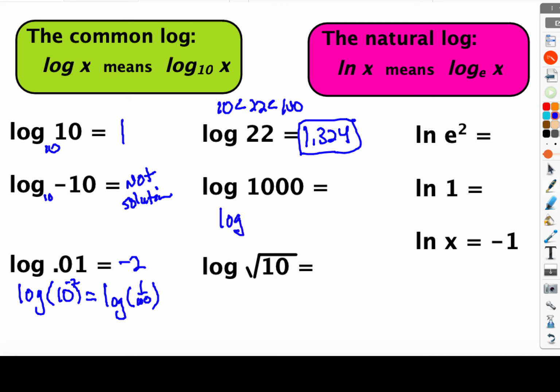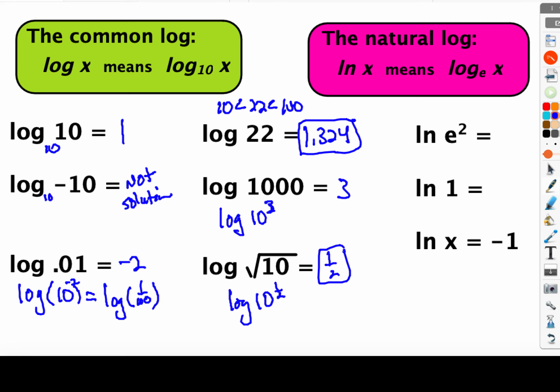Again, if you can figure out a simple answer to this, 10 to the third is 1,000, so our answer is going to be 3. And again, don't let square roots throw you off. A square root is really just a 1/2 exponent, which means we can simply get an answer of 1/2.